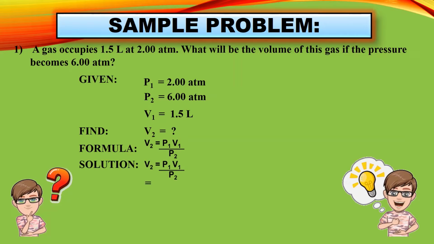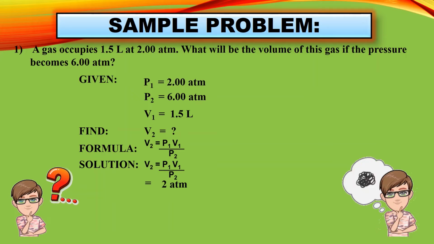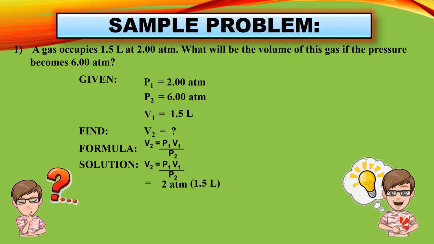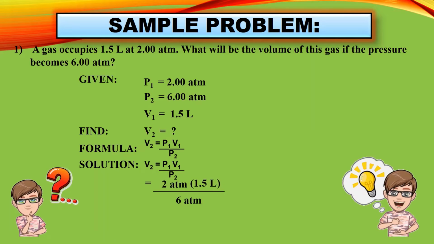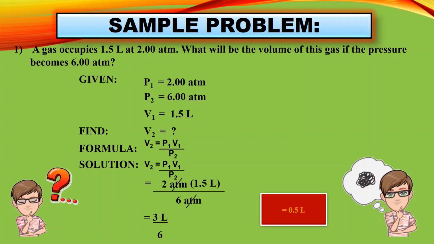For P1, you write 2 atm multiplied by the V1, which is 1.5 liters, divided by P2, which is 6 atm. After that, you are going to multiply 2 and 1.5, so you get 3 liters over 6. So your final answer is 0.5 liter.